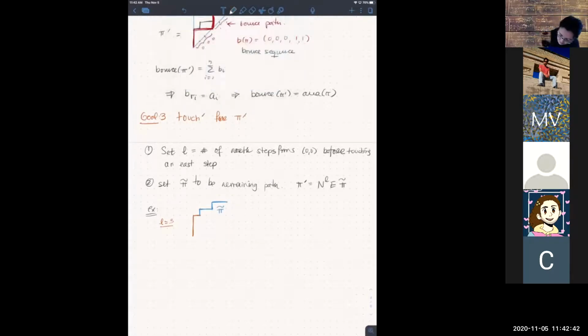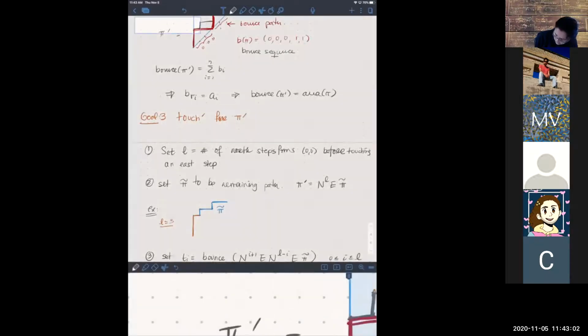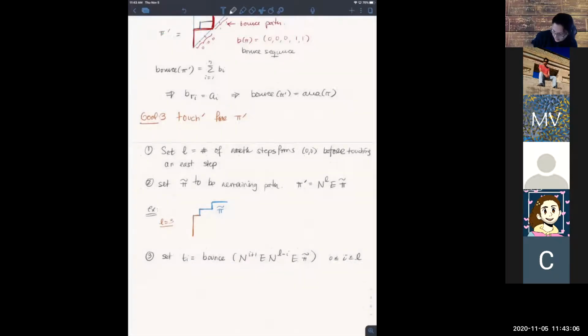And then once we have this pi tilde, we're going to set T_i to be the bounce of the following path. So we're going to set north i plus 1, east, north L minus i, east of pi tilde. So this looks a little weird. We'll do an example and it will be a lot less arbitrary because right now I'm just giving you some weird definition.